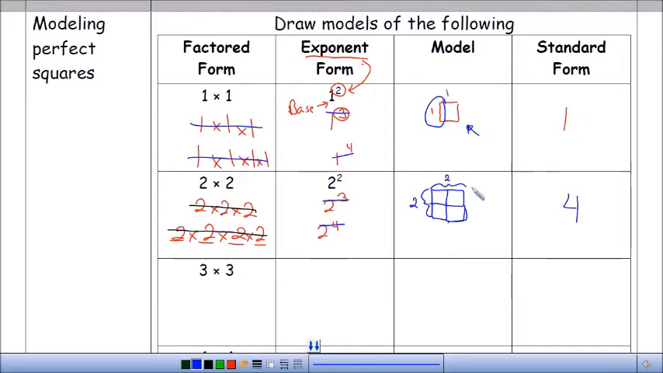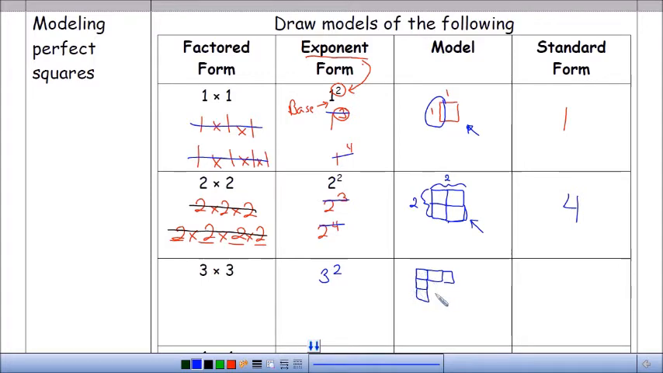Here we only have 1 square, so it's just 1. Here we have 4 squares, so my answer is 4. But the number that was being squared was the 2. So we're just looking at the side. How many squares are on one side? Okay. Let's do 3. 3 times 3 would be 3 squared. And that means that you would have to have 1, 2, 3 squares on one side and 1, 2, 3 squares on the other side, because we're trying to make a perfect square.